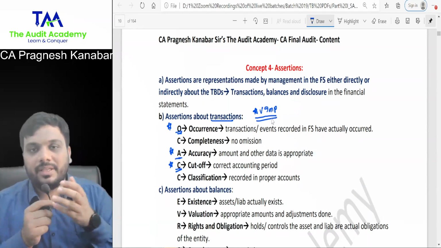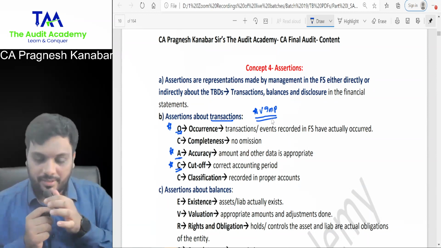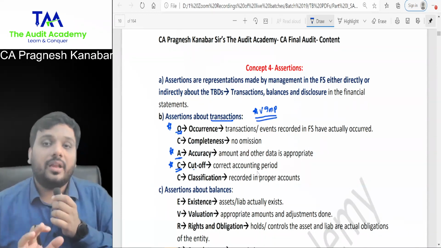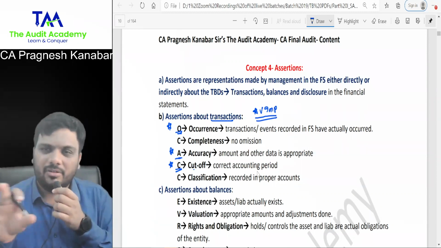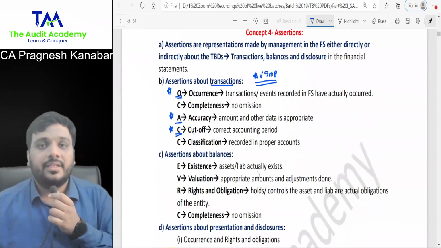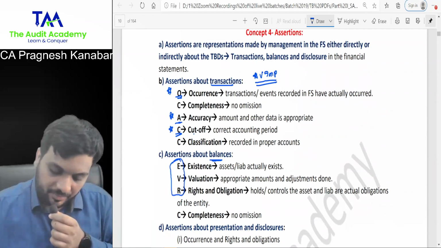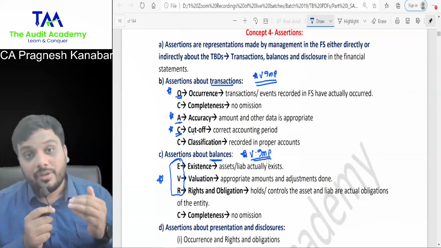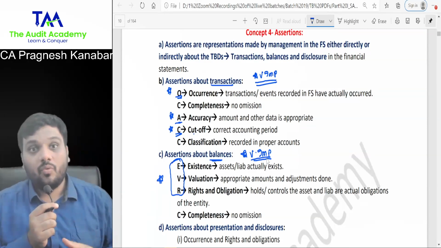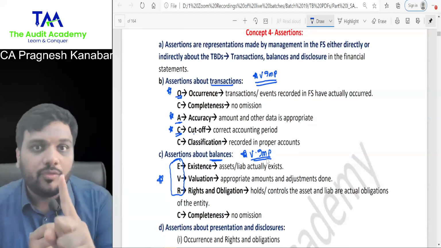So occurrence means whether actually something has occurred or not. Accuracy is the amount, correct? And cutoff is all about the correct accounting period. Otherwise, classification, completeness, presentation, all of that is common. Then you have assertions about balances. In that, this EVR is very important. Whether actually the balance exists or not. What is the valuation? Now be very careful with your English over here, audit English.